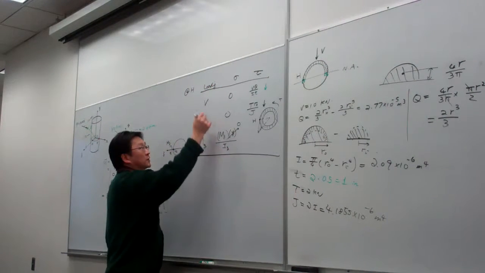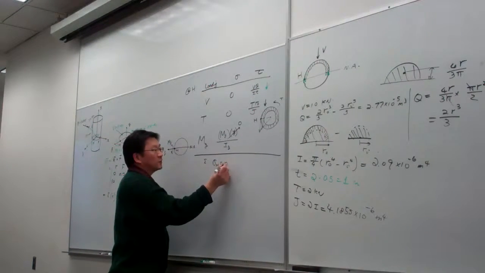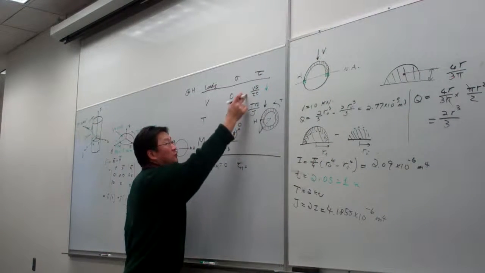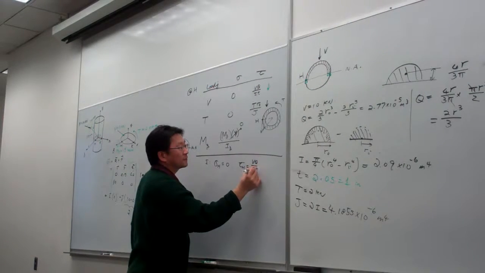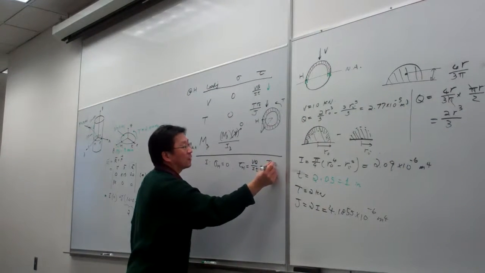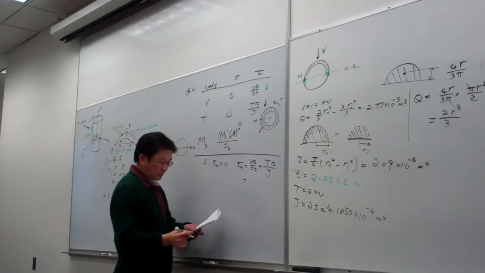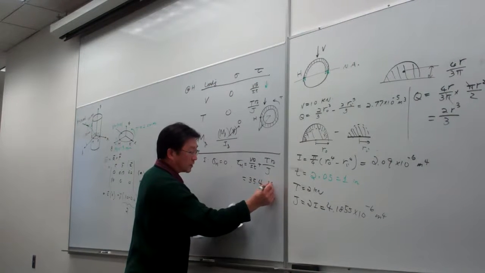So therefore, we take the summations here. The sigma at point H equals 0. Then the tau at the point H, basically the two values, we take summations: VQ over IT plus T RO over J. So the two values taken together would be equal to 35.4 MPa.